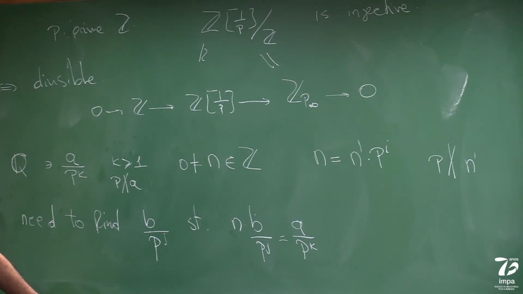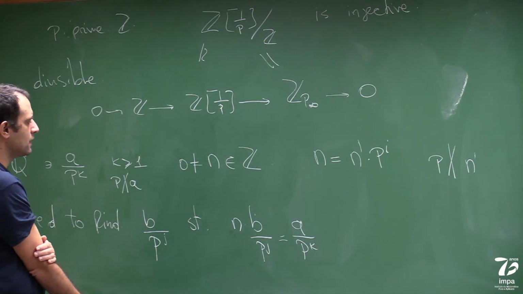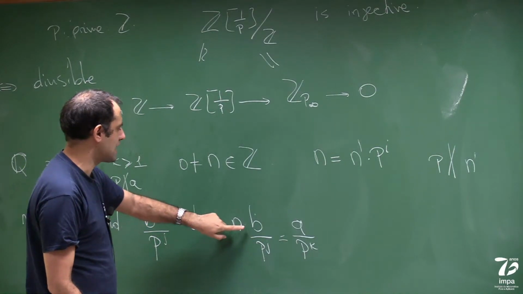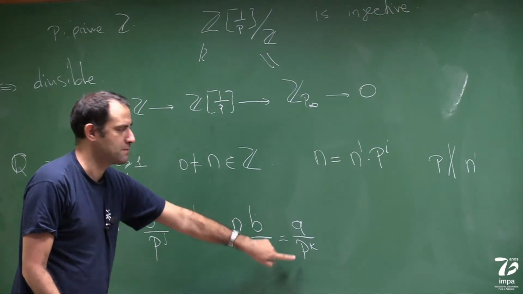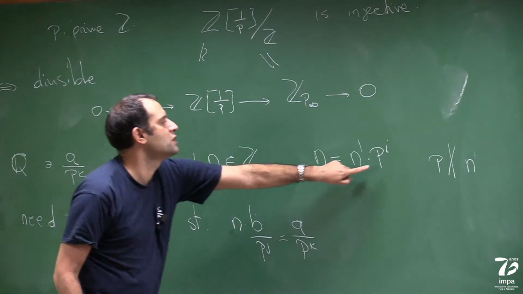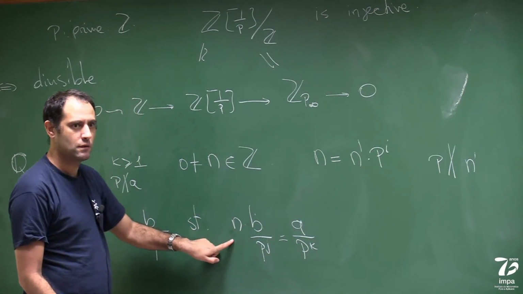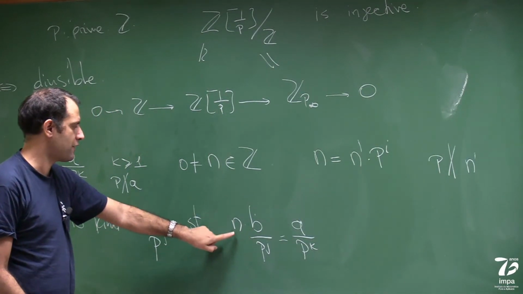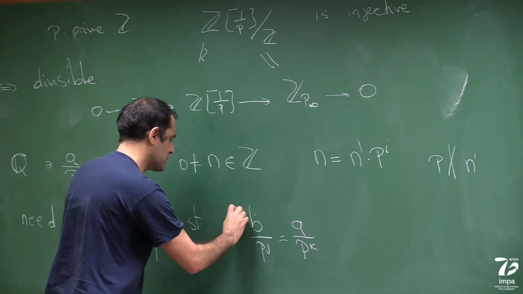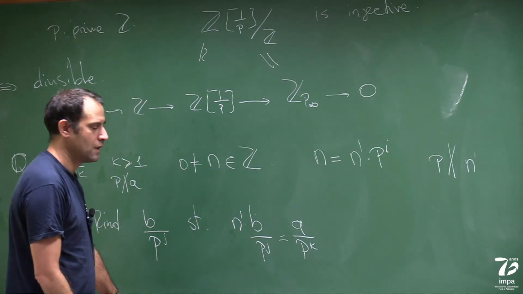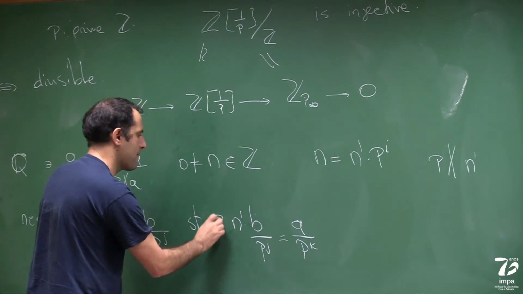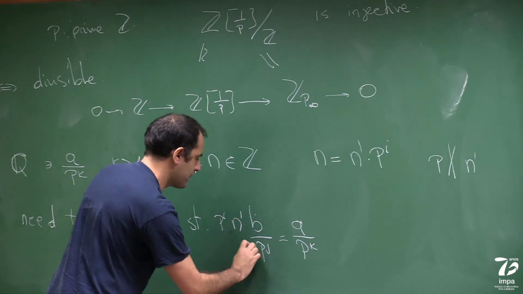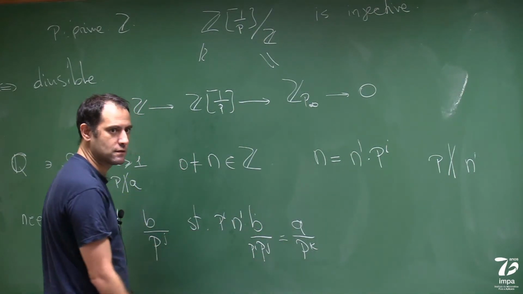So what I would want to do is to find an element such that n prime times p gives me this. And then I can just multiply and divide by p to the i to get this construction. So if I find a solution to this equation, then I can just multiply by p to the i here and divide by p to the i here, and I get this the same way.